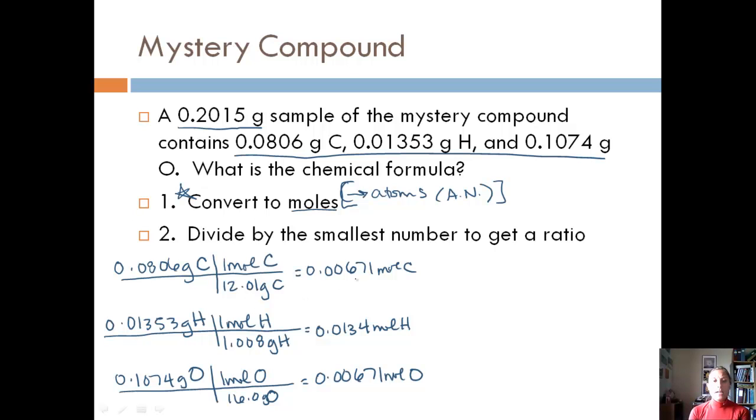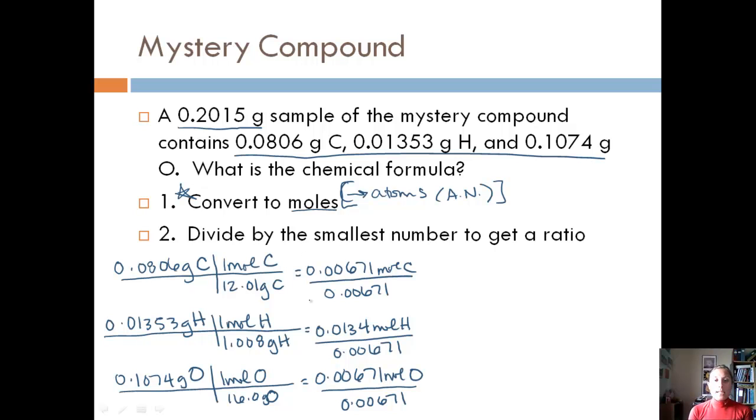Okay, so now we're going to divide by whichever one is the smallest, and that's how we're going to relate all 3 of these elements to each other. And so it just so happens that carbon and oxygen both have the smallest number of moles, so it really doesn't matter which one we pick. We're going to divide all 3 by the smallest one. Again, this is how we're relating them all to each other, because that's what empirical formula is. It's a ratio of the number of moles of all the elements.